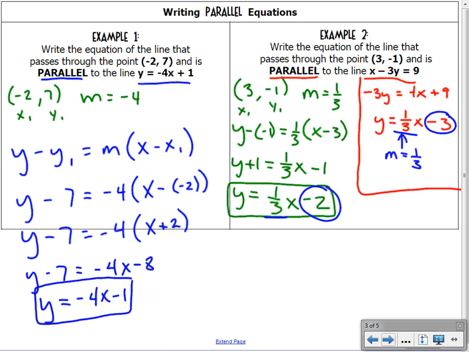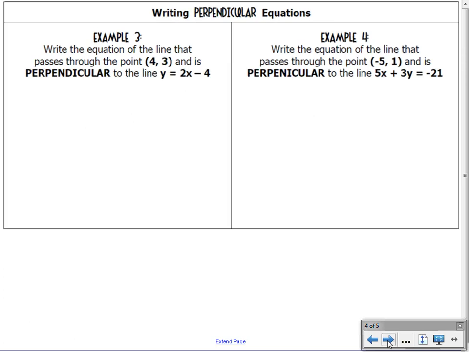So this is for parallel lines. Now we can do the same thing for perpendicular lines. The difference is we just aren't using the same slope anymore. We're using an opposite reciprocal slope.